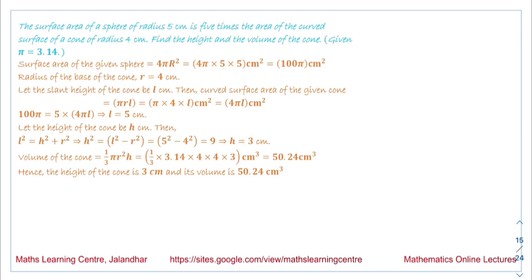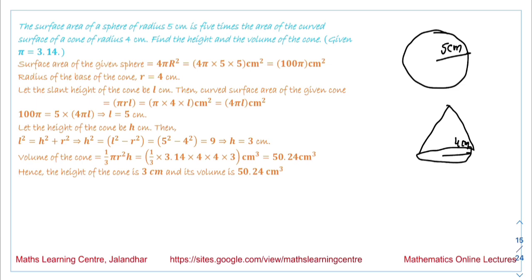5 times the area of the curved surface of a cone of radius 4 cm. So a sphere is given to us whose radius is 5 cm and a cone is given to us whose radius is 4 cm. We are talking about the surface area of the sphere and the curved surface area of the cone, and it is given that the surface area of the sphere is 5 times the curved surface area of the cone.